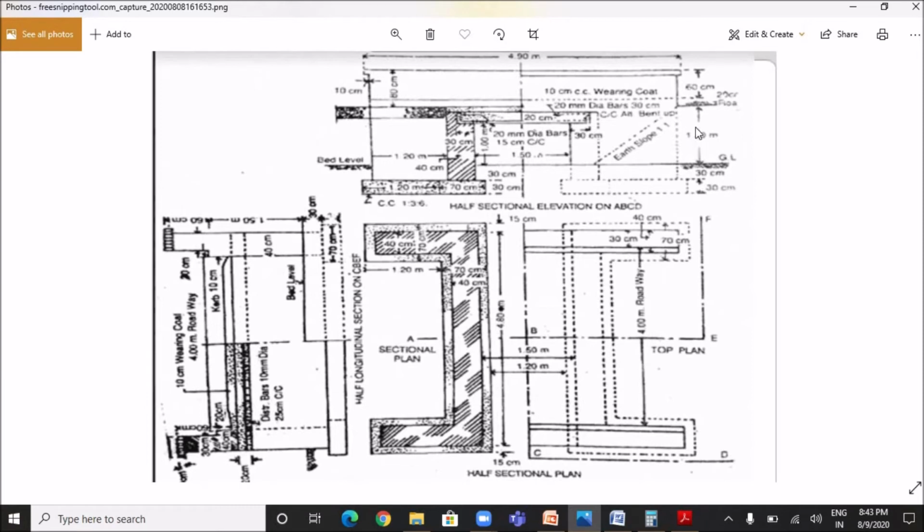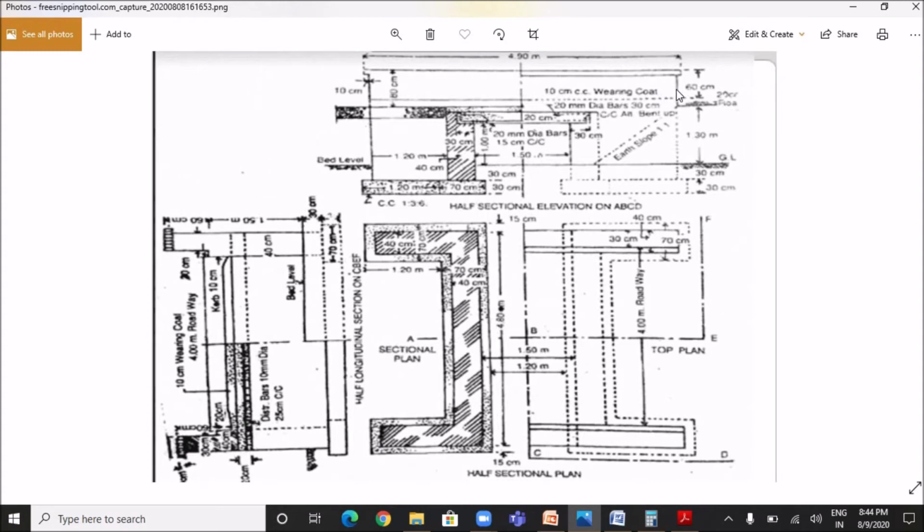So the total height will be how much? From this point to this point, this height is 0.5 plus 0.2 equals 0.7. So 0.7 plus 1.3 equals 2 meter, and 10 centimeter below the ground level, so 2.1 meter. So the height is 2.1 meter and the length would be 4.7 meter from this point to this point.